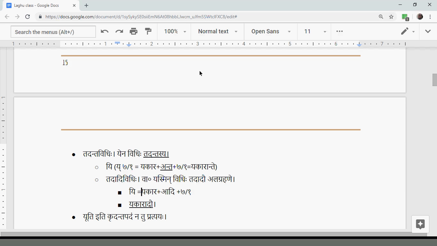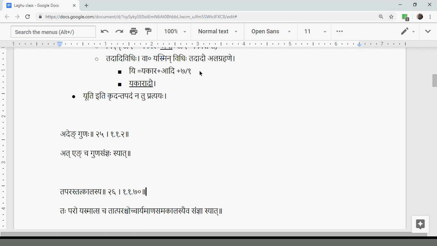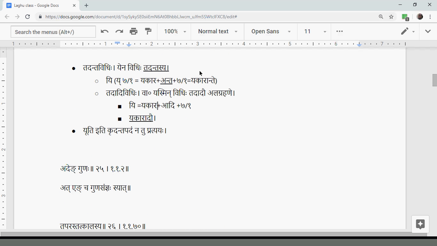And when you say yadi or yakaradi with tadadi vidhi, that has to now decline in seventh case. Like yakara became yi, this yakaradi or yadi should become seventh case, and that will be yadav or yakaradav. Yakaradav pare. So that is the complete coverage of the sutra. I think in the end I did not cover the vartika, so I finished that. Let's move on to the next sutra, very commonly used, Adeng Gunaha. Adeng Gunaha is the sutra.